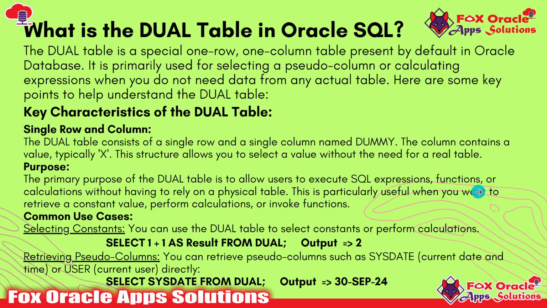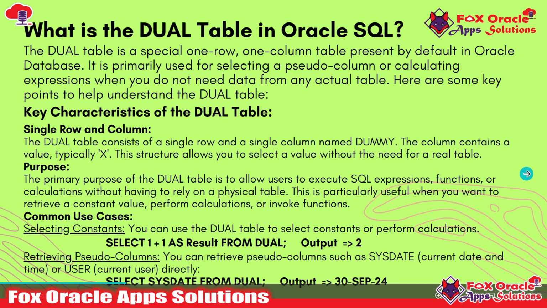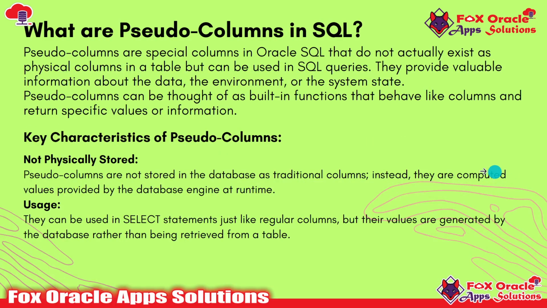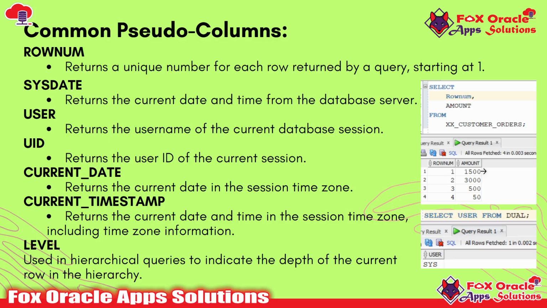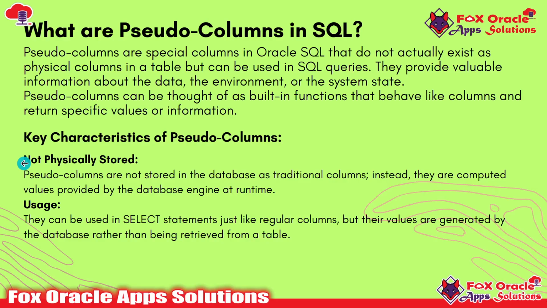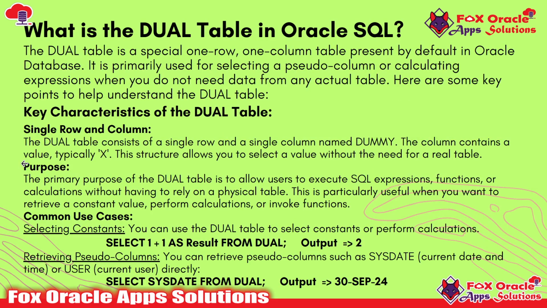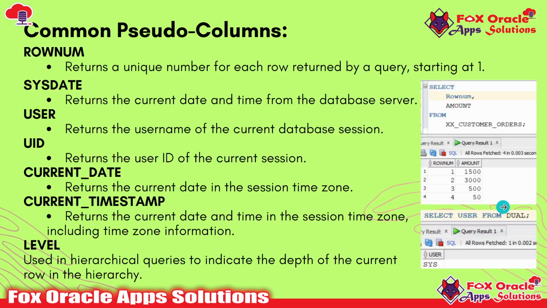And most of the time, when we have to do validations or debugging, we use some function and want to check whether it is correct or not, like a number function or character function. At that time we use the dual table. So in simple terms, you can consider the dual table as a temporary table which helps us display a result which is not stored in any table. That's the purpose of the dual table.